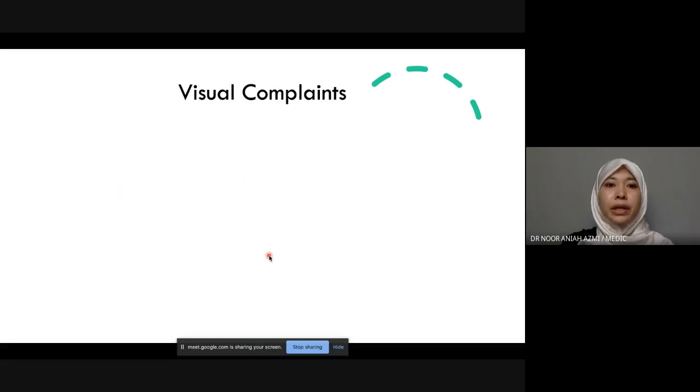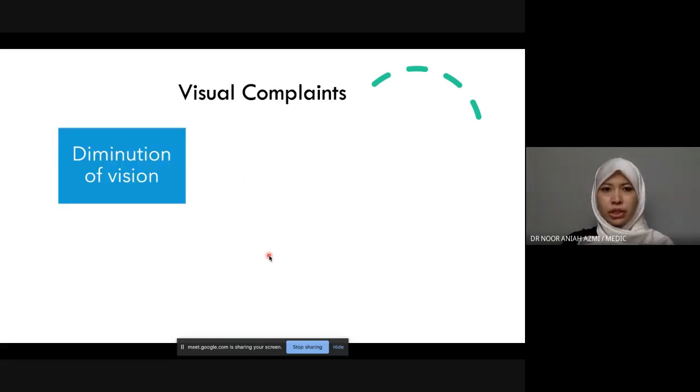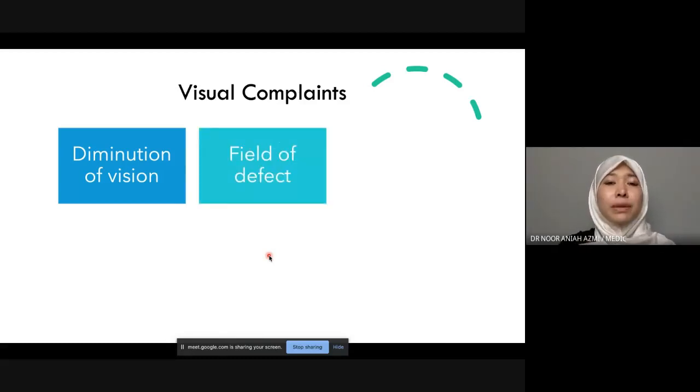Okay, so for the visual complaints, we have diminution of vision, which means that the patient has reduced vision. The vision suddenly becomes not sharp. When they try to read something, it becomes very blurry. Or maybe there is a visual field defect. Maybe they can specifically say that there is something blocking. I can see an image, but I do not see certain parts of it. So those are what we call visual field defects.